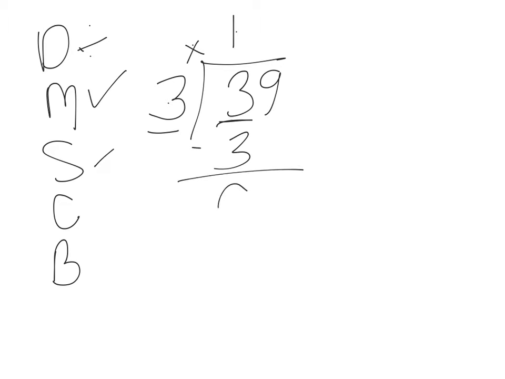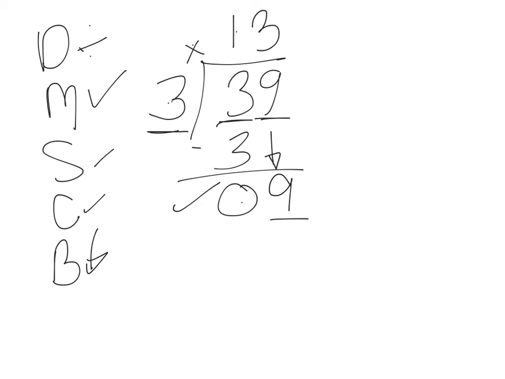3 minus 3 is 0. I'm going to check. Is 0 smaller than 3? It is. So I checked. Then I'm going to bring down. This is where bring down comes into place. I haven't divided out my 9 ones, so I'm going to bring those 9 ones down. If I'm going to have 9 ones and I'm dividing them into 3 groups, how many would be in each group? I would have 3.